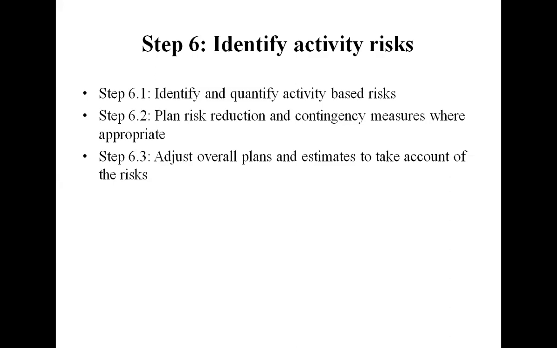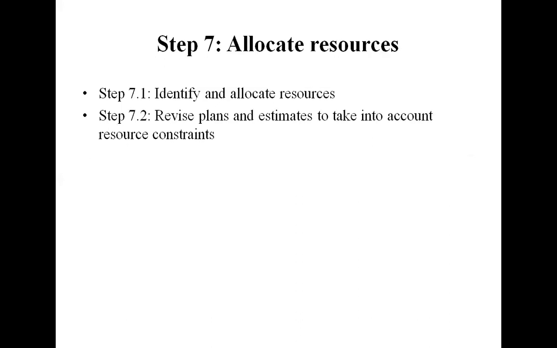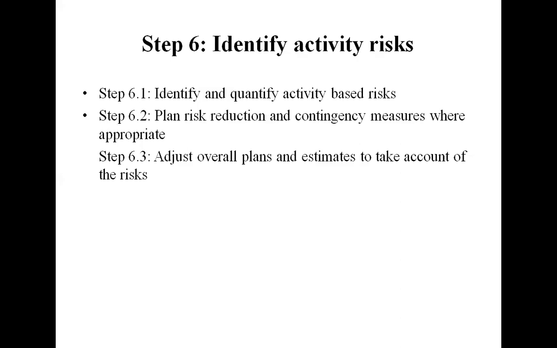So next we have to go for the likelihood of the risk occurring. If your risk continuously goes on, we have to neglect that activity. Next, go for 6.2, plan risk reduction and contingency measures where appropriate. I already told you, if the risk continuously goes on and cannot be predicted with certainty, we have to neglect that activity. Okay, the risk continuously goes, we neglect that. We go for another activity.